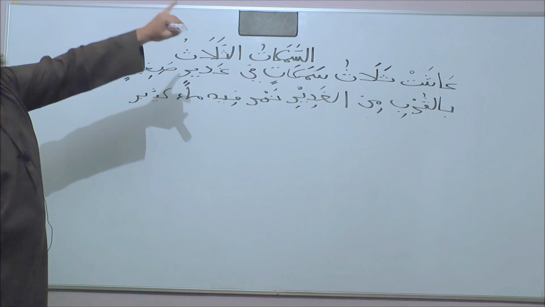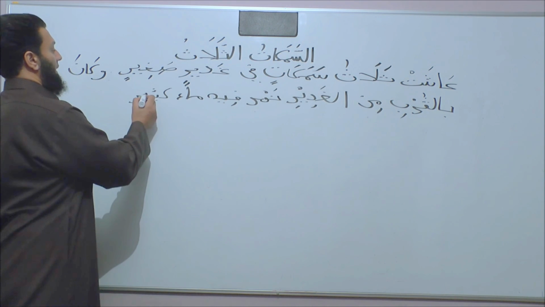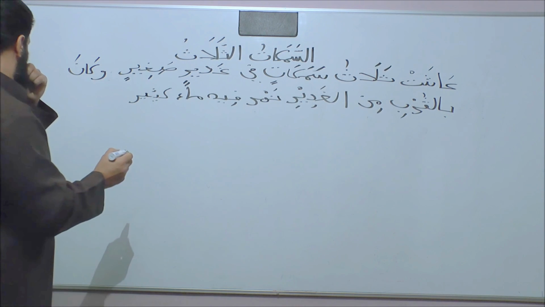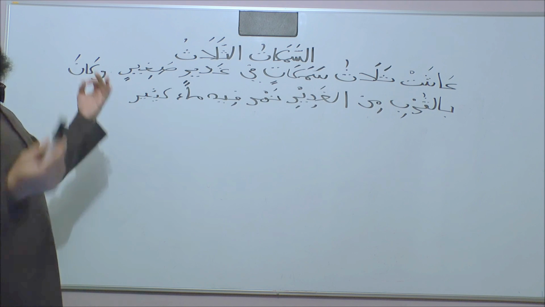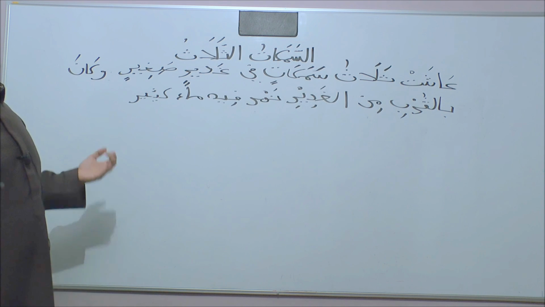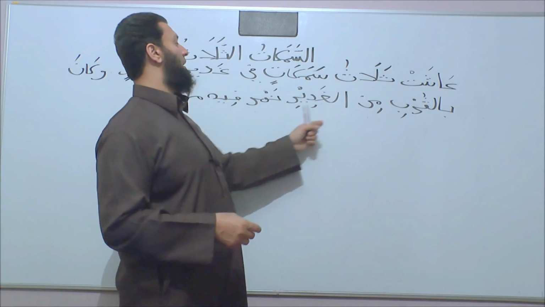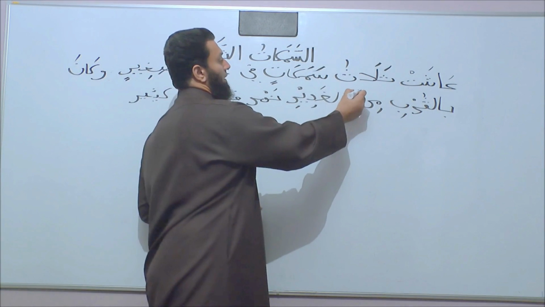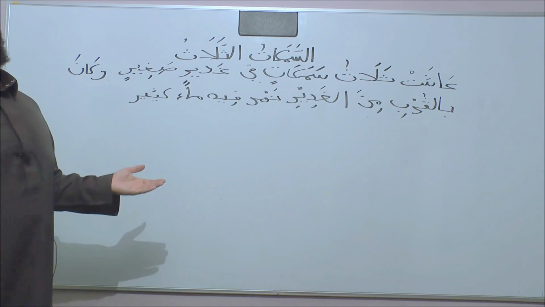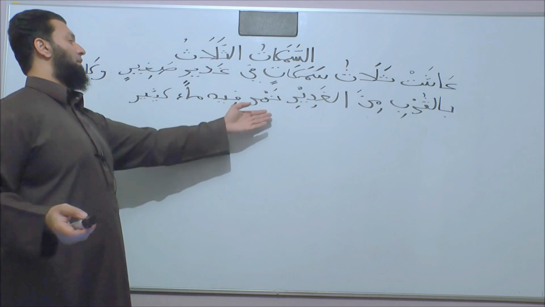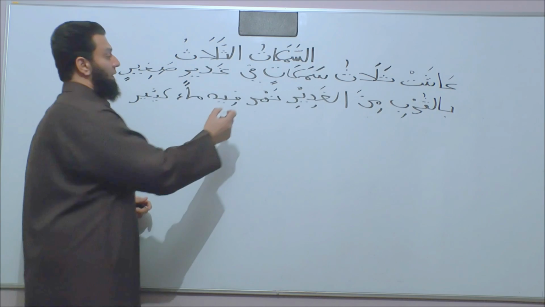وكان بالقرب من الغدير نهر فيه ماء كثير. So, بالقرب means close by. Then we have من الغدير, from the pond. نهر means a river.